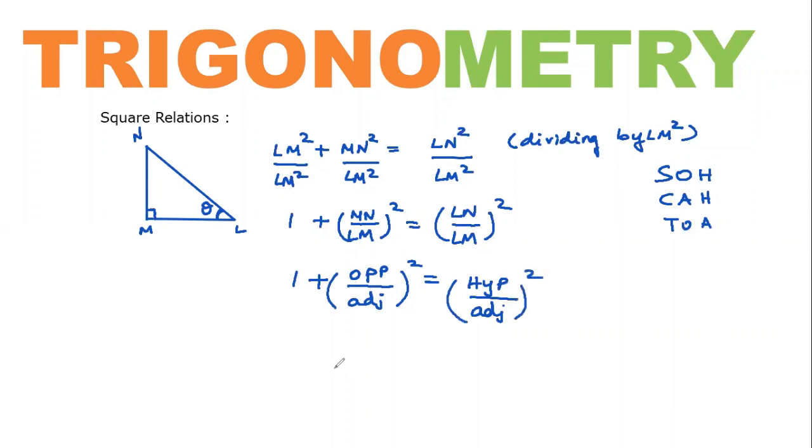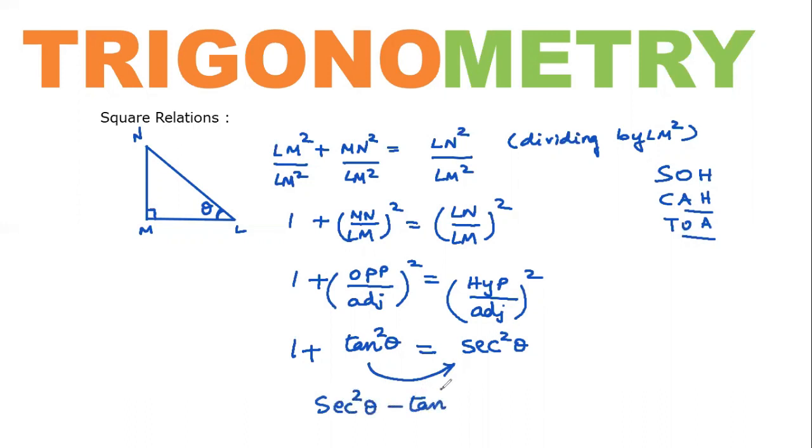So now recall the trigonometrical ratios. 1 plus opposite upon adjacent is nothing but tan, so it can be written as tan square theta is equal to adjacent upon hypotenuse is cos, hypotenuse upon adjacent will be sec, sec square theta. Now if we take the tan square theta across, you can say sec square theta minus tan square theta is equal to 1.